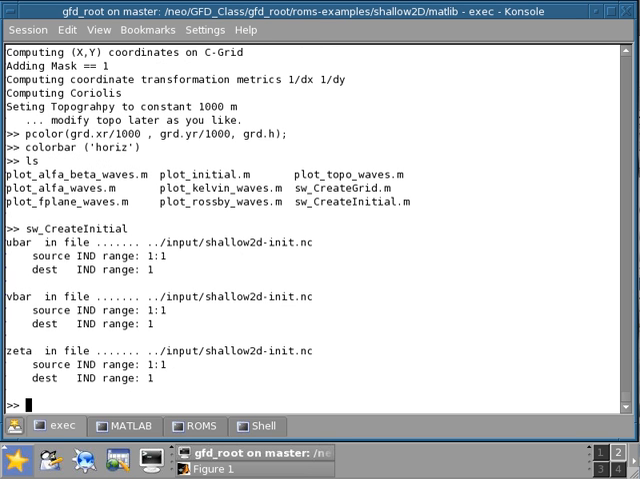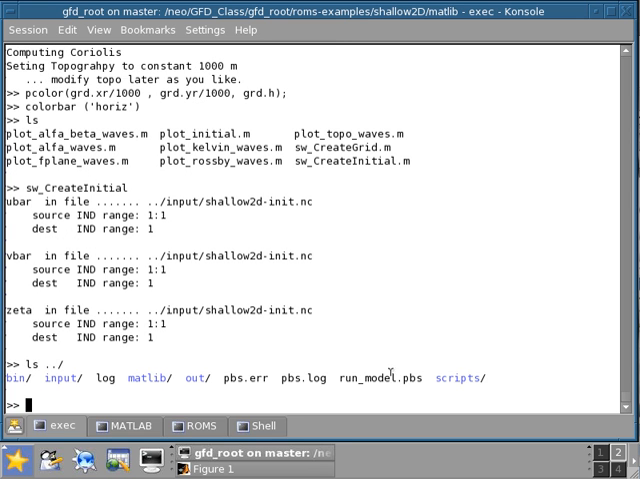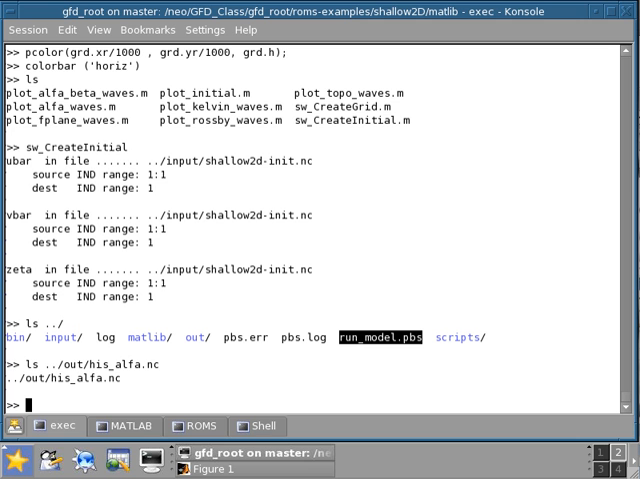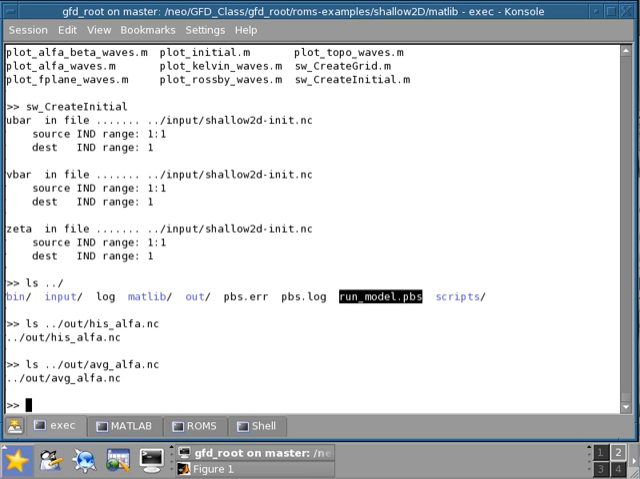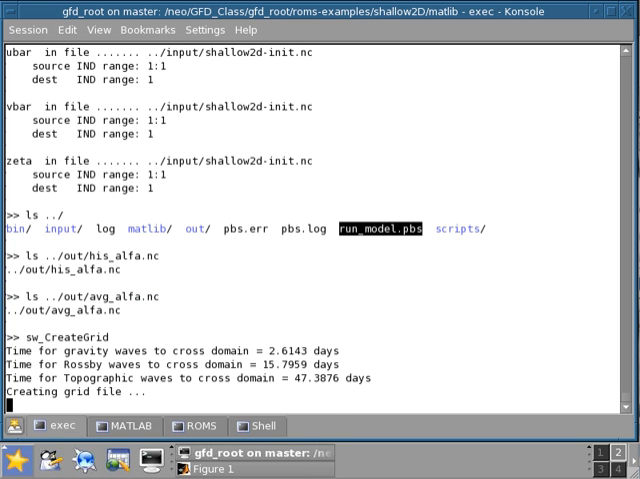And once I've done that, now I will run again the model by using the run model PBS command. And after the model is run, I'm going to move my output, my history files, into his underscore alpha dot nc, where alpha stands for the fact that now I have an alpha sloping topography, and I'm going to move the average file in here. Okay, so that's the two things. Now, one thing with the parameters that I set here, I'm just going to create the grid one more time.